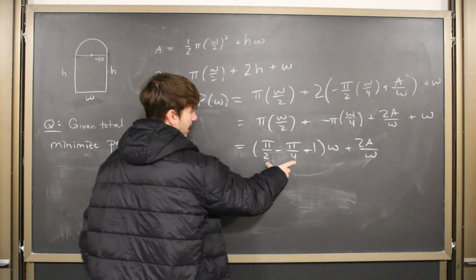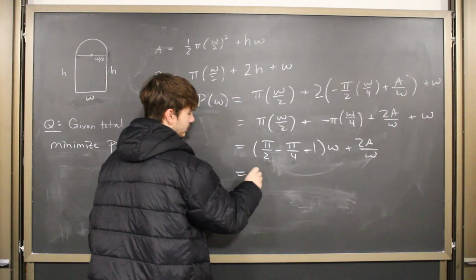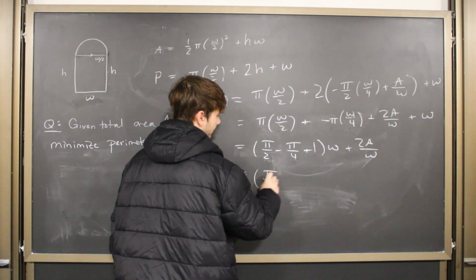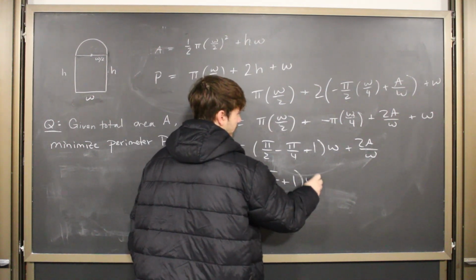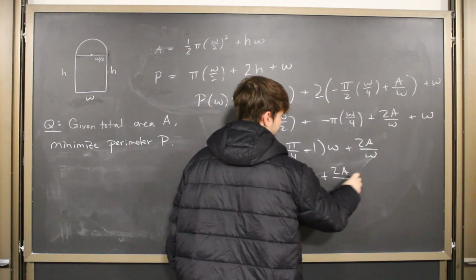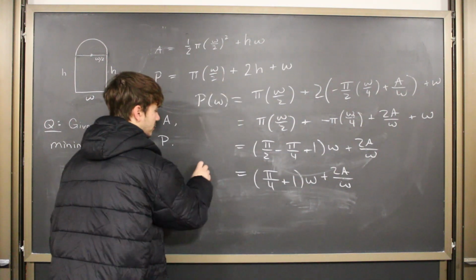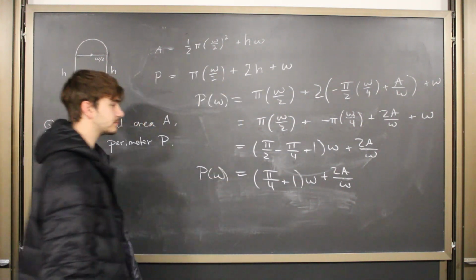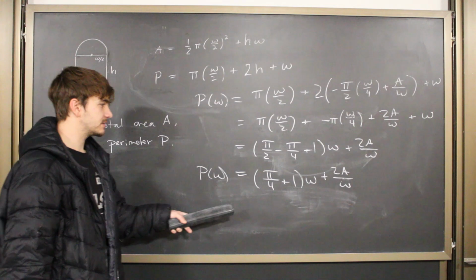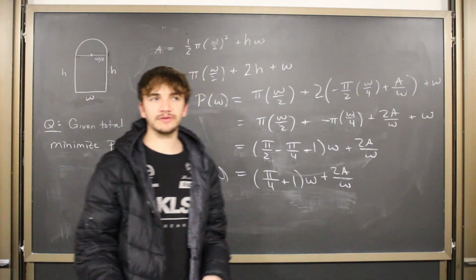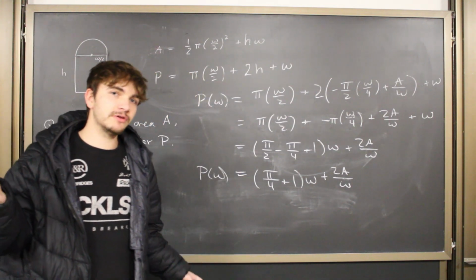Oh, and by the way, pi over 2 minus pi over 4, that's just pi over 4. So, after some algebraic cleanup, we have solved for our perimeter function. And now I want to minimize this perimeter function. So I want to set the derivative equal to 0. It's a function of one variable.